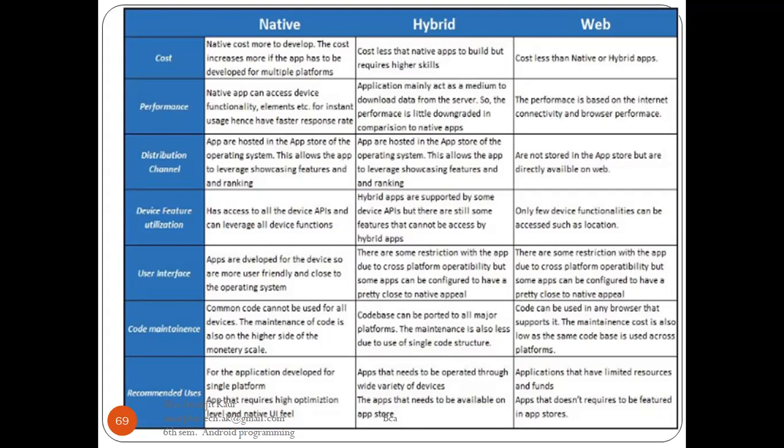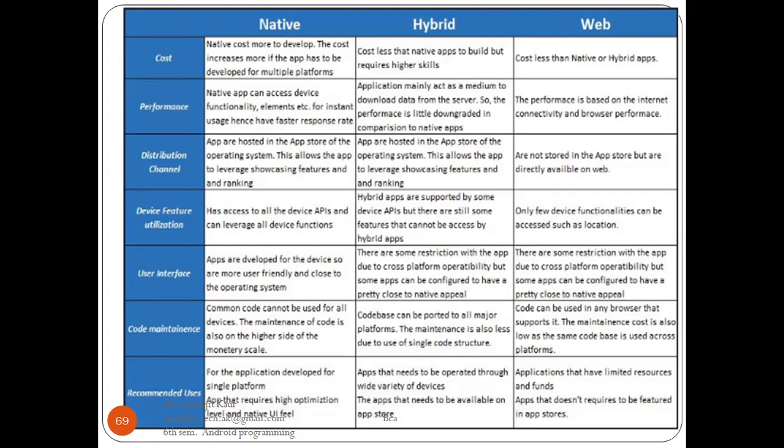Device features utilization: native has access to all the device APIs and can leverage all the device functions. Hybrid apps are supported by some device APIs, but there are still some features that can't be accessed by hybrid apps. In the web app, only a few device functionalities can be accessed, such as location.